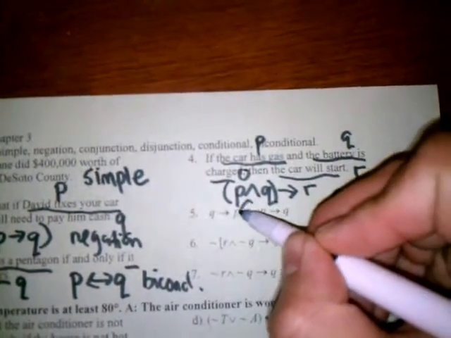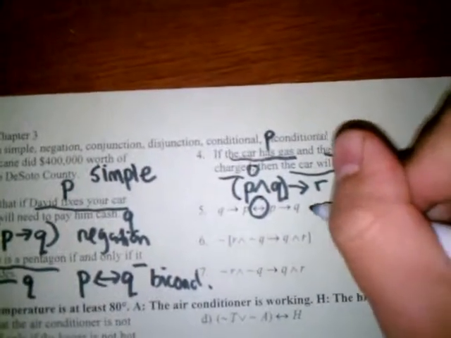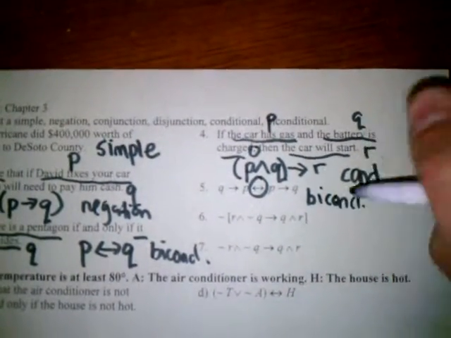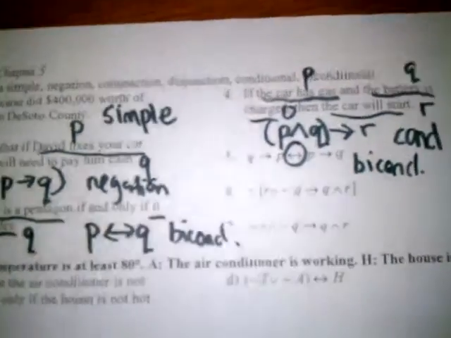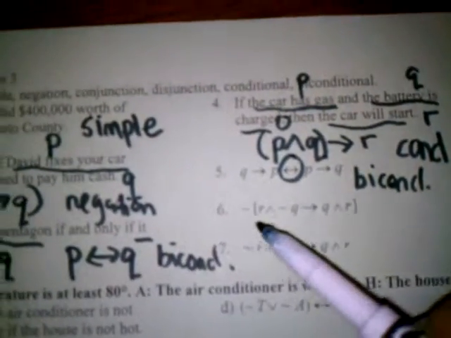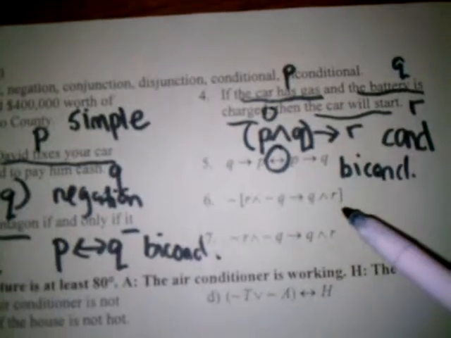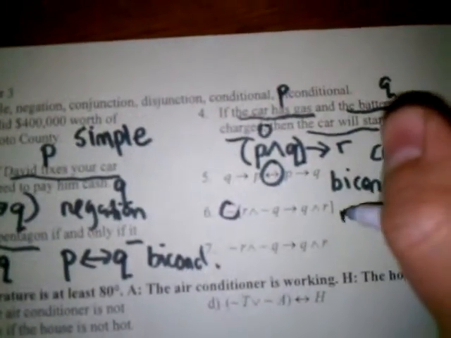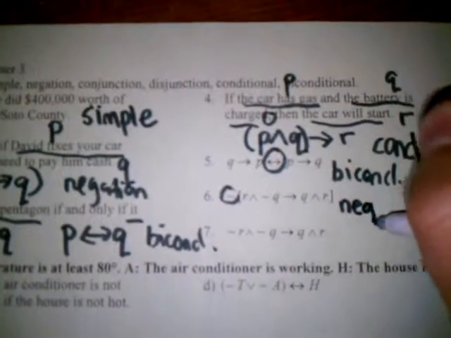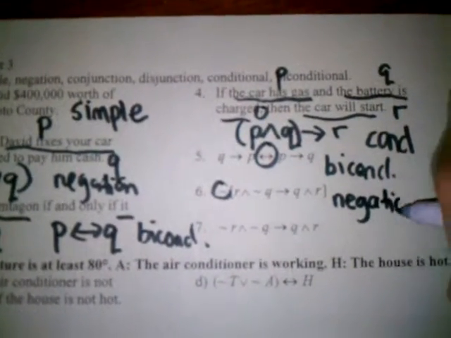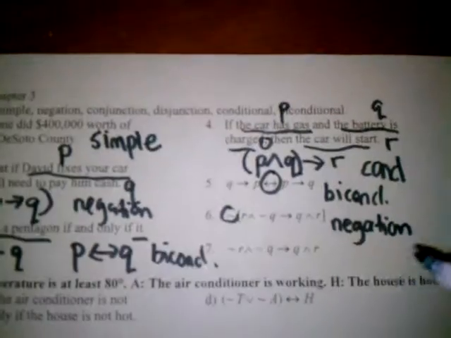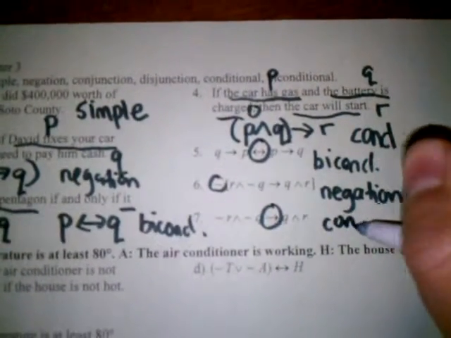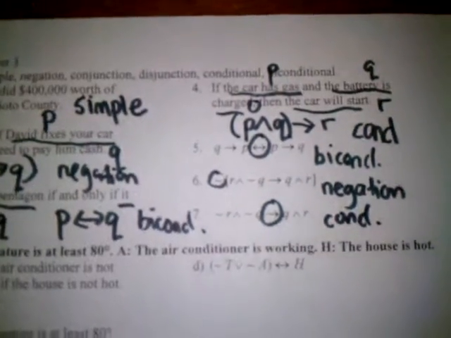So again, the most dominant in this case is the double arrow, which is a biconditional. For question 6, everything that is outside the parentheses, or in this case brackets, is considered most dominant. So for question 6, it will be a negation statement. For question 7, the most dominant in this case will be the arrow, which will be the conditional statement.